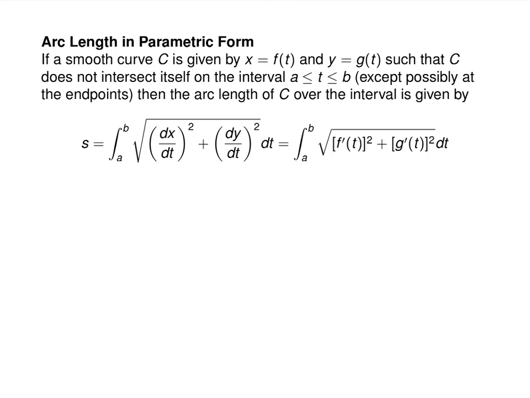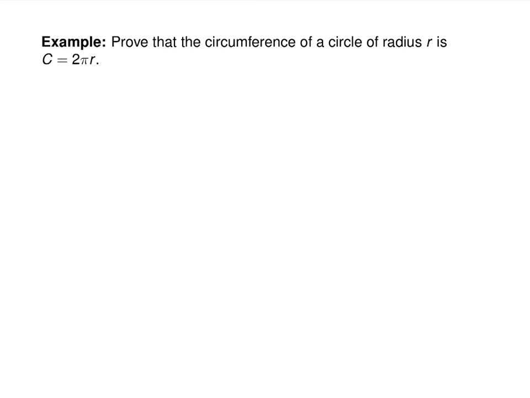So here is arc length in parametrized form. These really should say alphas and betas, so alpha, beta. All right, let's use that to prove that the circumference of a circle of radius r is 2 pi r. So we know that x equals r cosine theta, y equals r sine theta for theta from 0 to 2 pi. That is a parameterization of a circle.